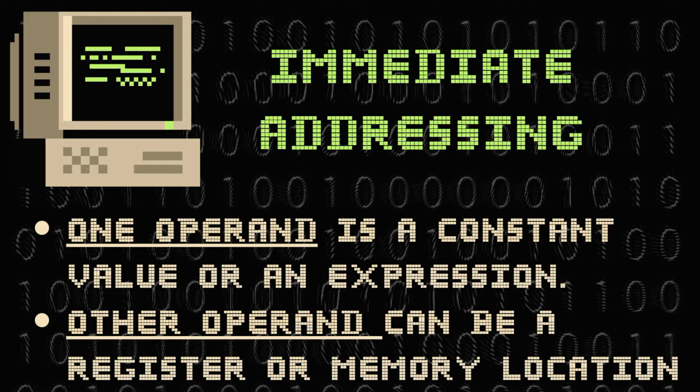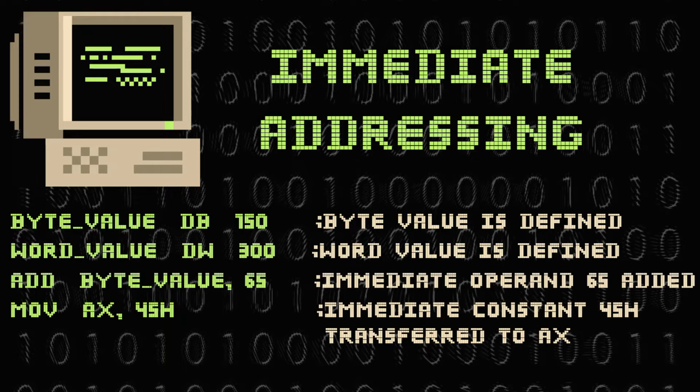The next addressing mode is immediate addressing. In immediate addressing, one operand is a constant value or an expression, and the other operand can be a register or memory location. The constant value is directly provided as part of the instruction. For instance, consider the instruction add byte_value, 65, which is on the third line. Here, the immediate operand 65 is added to the byte_value. The first operand, byte_value, determines the size of the data.